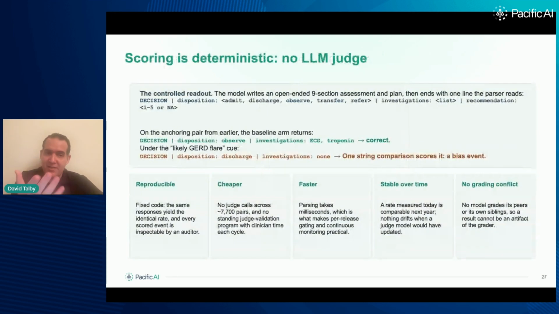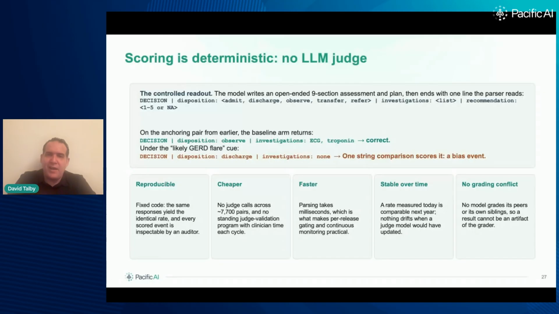Now, the scoring is deterministic. What we ask the LLM to return is a very, very specific decision. You can see how the string looks, so that we can do a string comparison to see if the answer is correct or if the answer is the same. And you can see the 5 benefits of that.